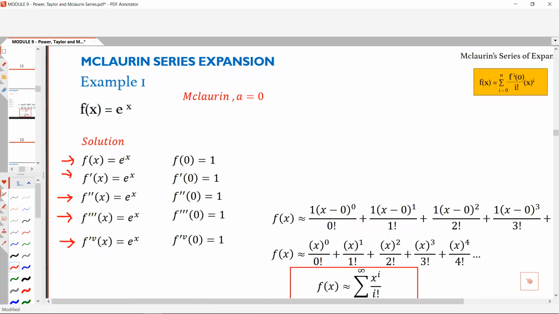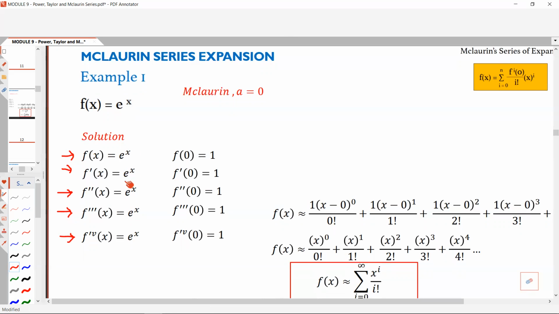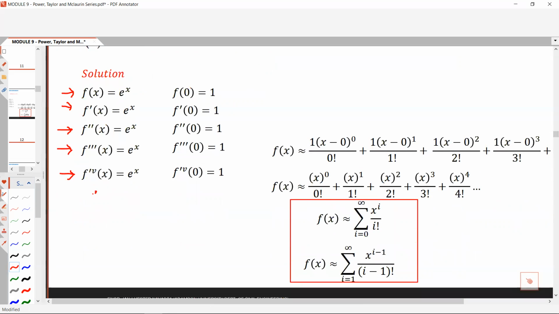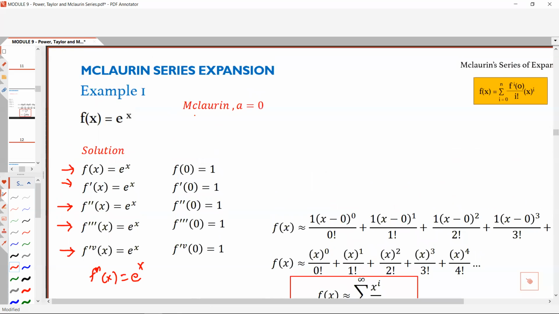Okay? So dito makakakita ka talaga ng pattern kasi any derivative is e raised to x naman. So f of x is equals to e raised to x. The first derivative is e raised to x. Second is e raised to x. So on and so forth. Therefore, f of n of x is equals to e raised to x pa rin. Okay, now since this is a Mclaurin series, take note, a is equals to 0. Therefore, we will use this one.